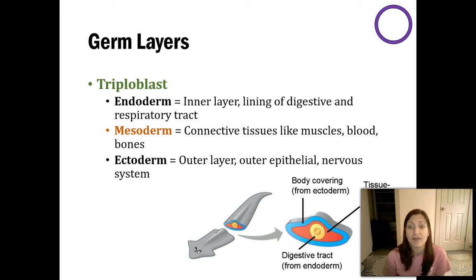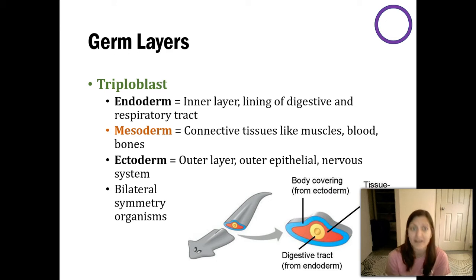And then finally we have an ectoderm. Similar to our jellyfish, the ectoderm is the outer layer. This is our outer epithelial cells. It also develops our nervous system. So everything's the same, it's just we also have an additional layer because we're more complex. We have all of these organs and organ systems and connective tissue between all of them. So this is another way to classify our animals. And just like our diploblasts were all radial organisms, our triploblasts are all bilateral organisms.